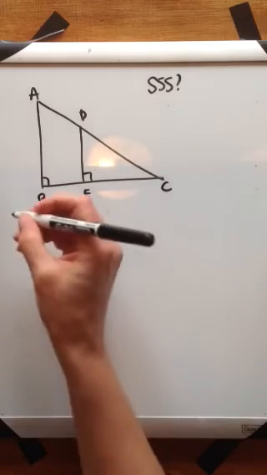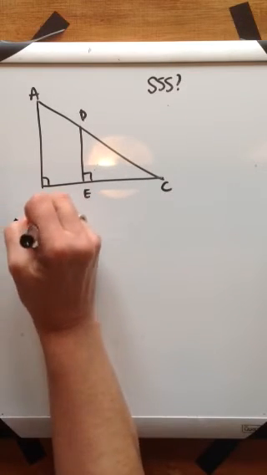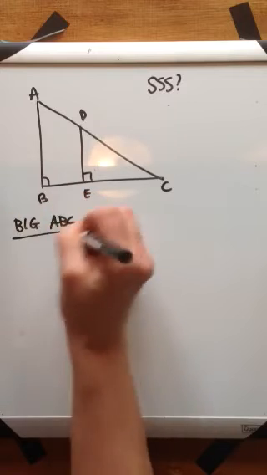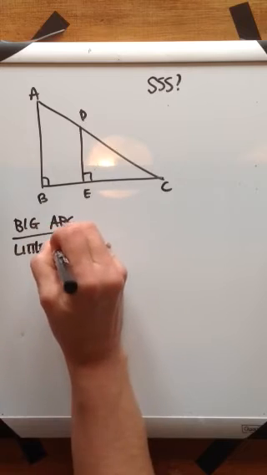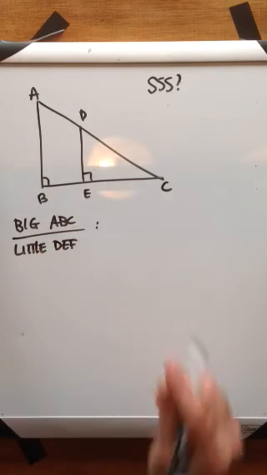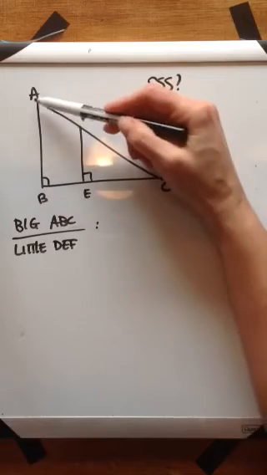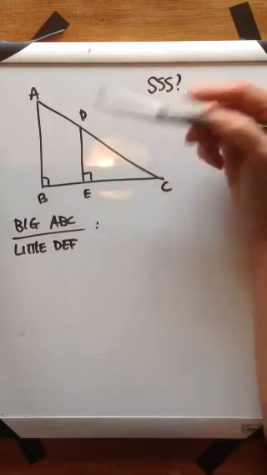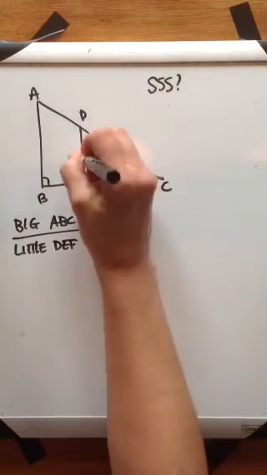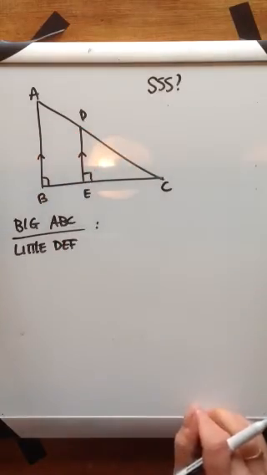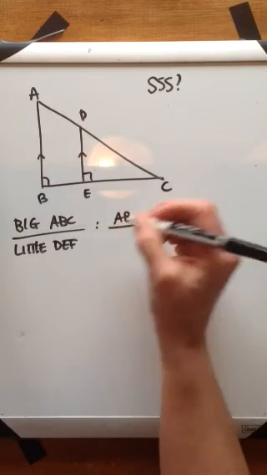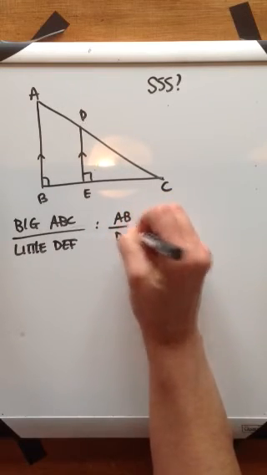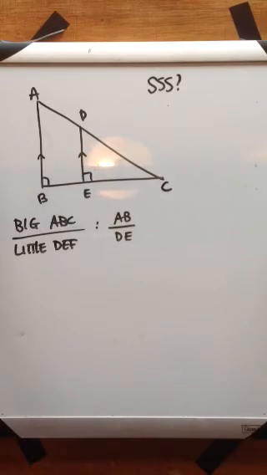In other words, if we were to compare big triangle ABC with little triangle DEF, what would those side ratios look like? Well, I think we can see that because these two are right angles and they share a common base, they also have to be parallel to each other. So we could say that side AB is proportionate to side DE. And that would take care of these ones right here.